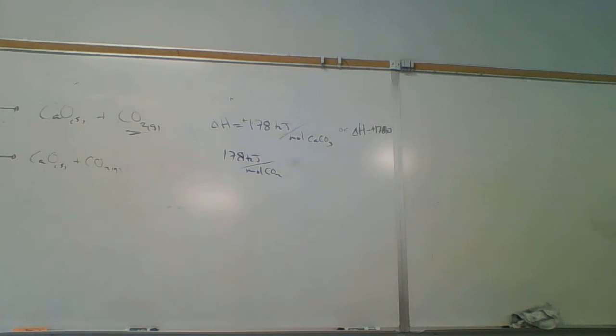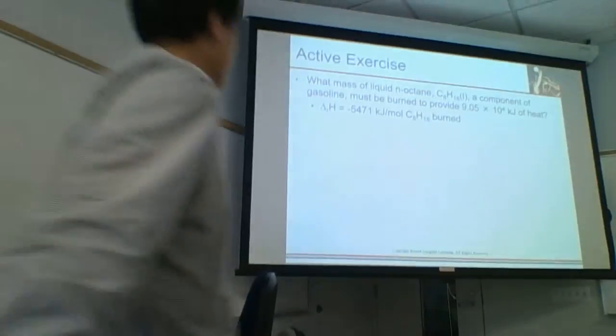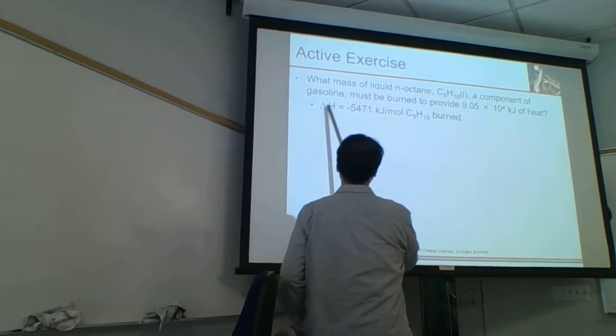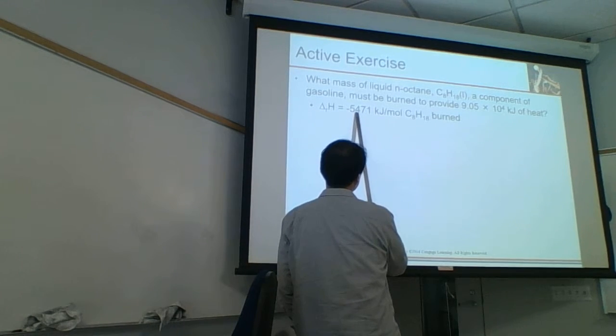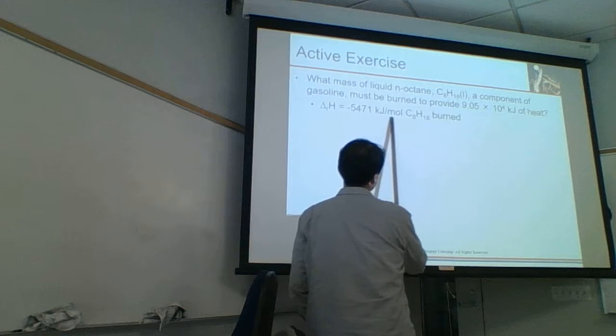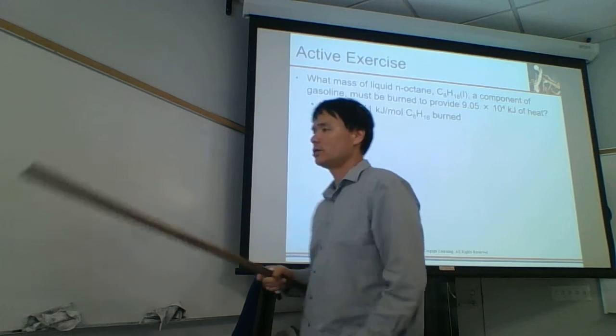So let's take a look at this problem. What mass of liquid n-octane, C8H18, a component of gasoline, must be burned to provide 9.05 times 10 to the 4th kilojoules of heat? Here they tell us delta H for this reaction, this is the way we read it, delta H of reaction. Delta H of reaction for this is minus 471 kilojoules per mole of C8H18 burned.